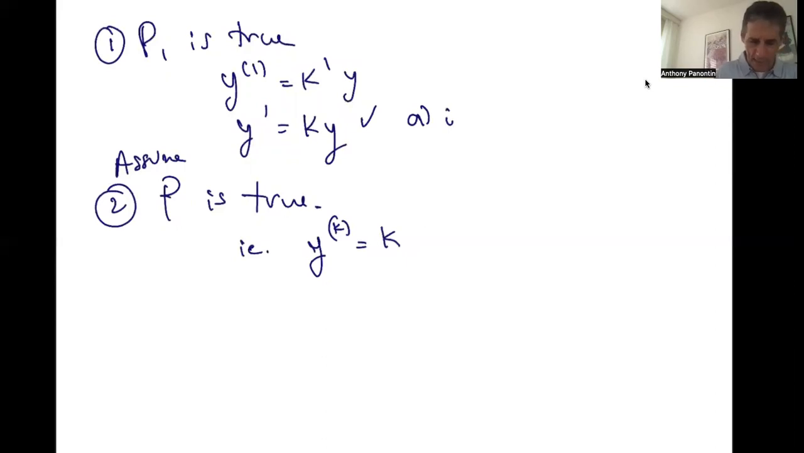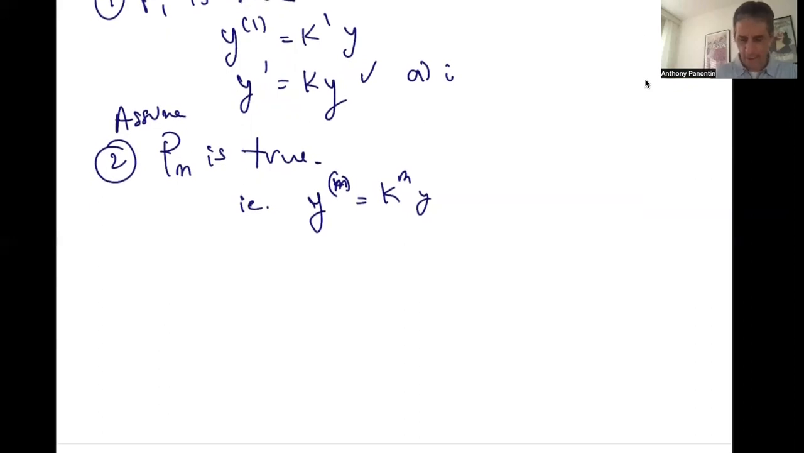Let's say Pm is true, which would mean that the mth derivative is k to the m times y, and what we'll show is that Pm plus 1 is true. So the k that we use in mathematical induction, we'll just use m there. So that's what we have for the mth derivative. It's k to the power of m times y.